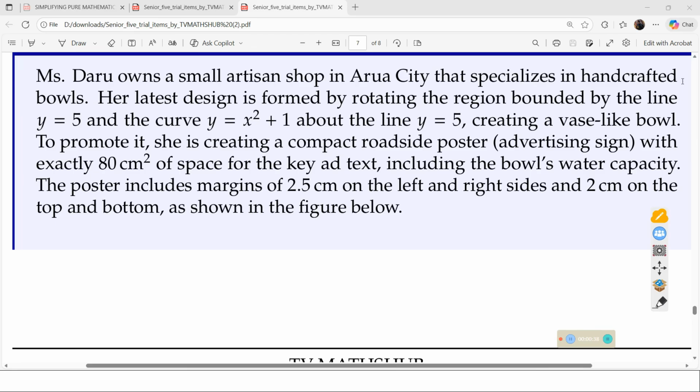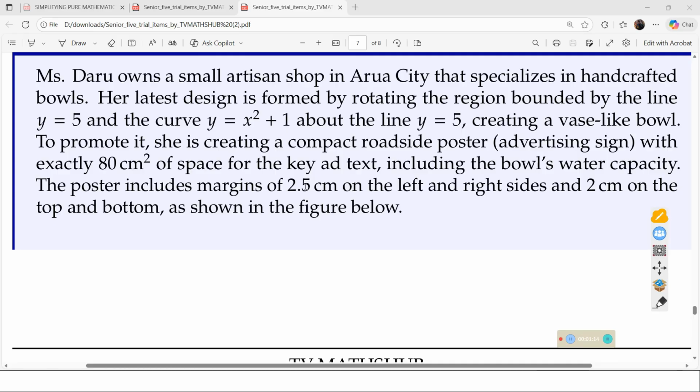Miss Daru owns a small artisan shop in Arua City that specializes in handcrafted bowls. Her latest design is formed by rotating the region bounded by the line y equals 5 and the curve y equals x squared plus 1 about the line y equals 5, creating a vase-like bowl. To promote it, she is creating a compact roadside poster, that is an advertising sign, with exactly 80 centimeters squared of space for the key ad text, including the bowl's water capacity.